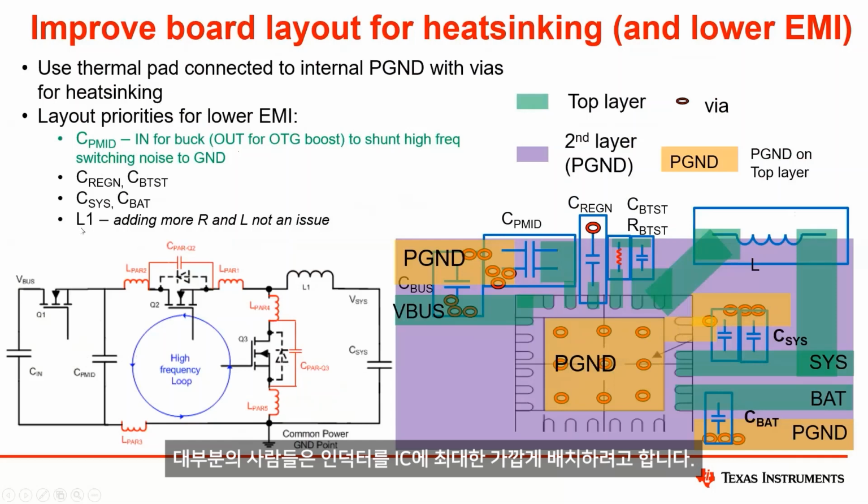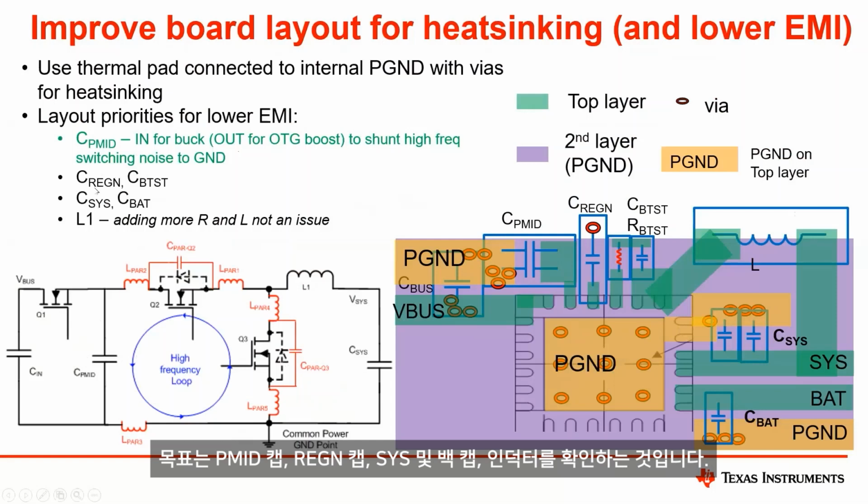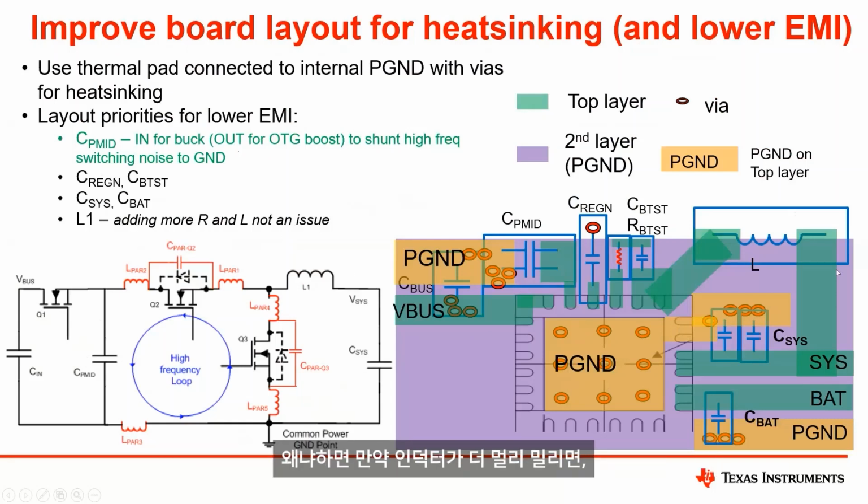Most people try to put the inductor as close as possible to the IC, and actually that's probably your lowest priority. The goal is the PMID cap, and then the REGN cap, then sys and bat cap, and then the inductor. Because if the inductor is pushed further away, you're really just adding resistance and inductance to an inductor. So you're not really changing that performance that much.